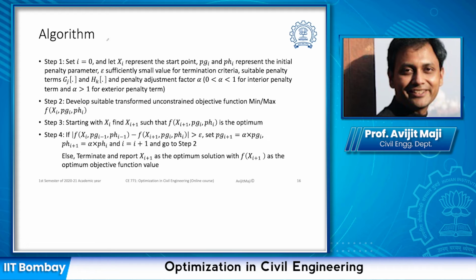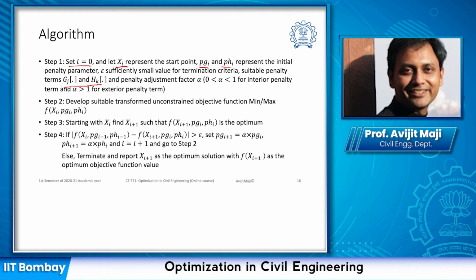In this case, like any other method, in the very first step we have to set the counter i to 0, and then we have to select a start point which is feasible or infeasible depending on the problem which we are choosing, and then we have to also select the penalty parameters depending on which type of penalty function we are choosing, and then we have to also select a sufficiently small number for the termination criteria and the suitable penalty terms or the functions which we want to use.